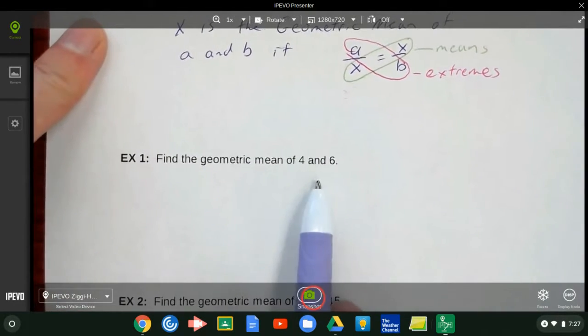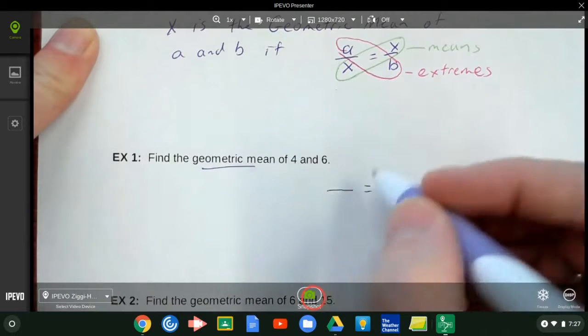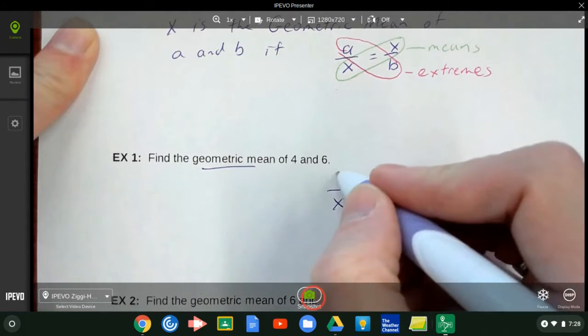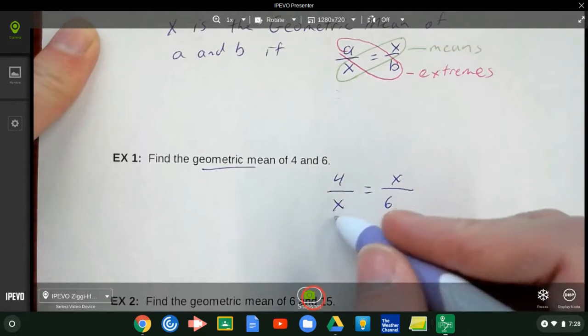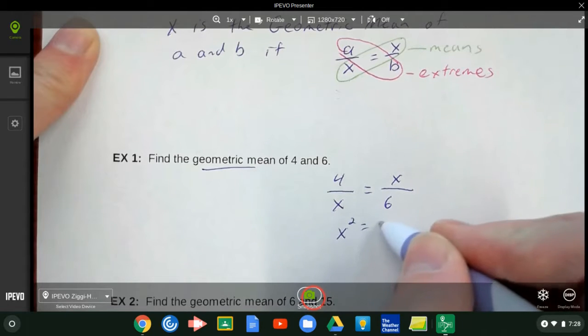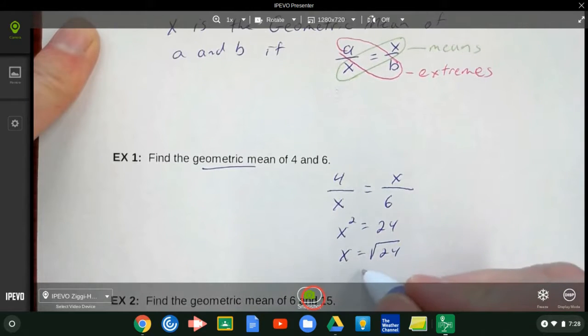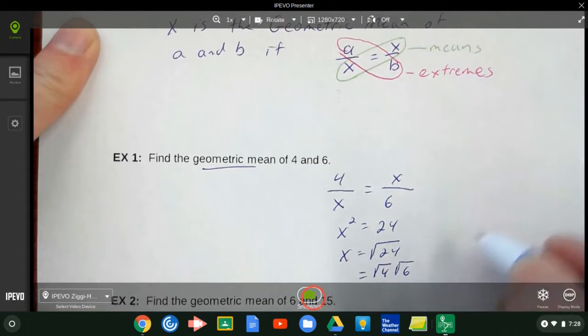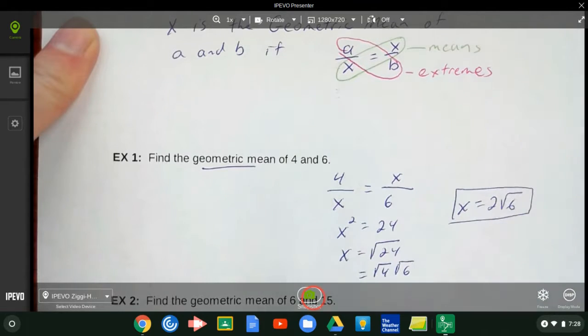So let's look at an example. If I want to find the geometric mean of 4 and 6, well, I set up my proportion. The mean is what I'm looking for, so that's my x's. And then the other two numbers are 4 and 6. So now you're just solving a basic proportion. So I cross multiply. X squared equals 24. So x equals the square root of 24. And we know we can break that down as square root of 4, square root of 6. So the geometric mean is 2 square root of 6. Okay, so it's not an average like we're used to seeing the mean.